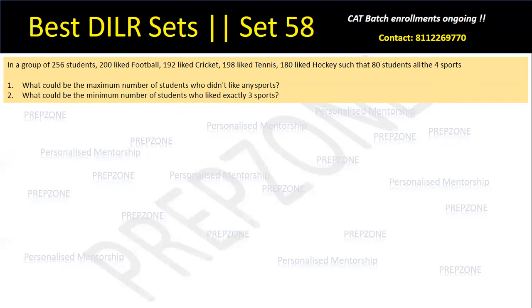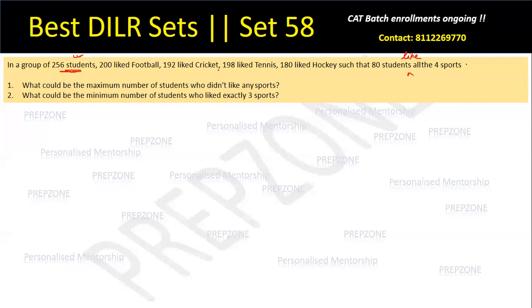Okay, so let's say this is a question. The question says in a group of 256 students, right? Which means I need to distribute chocolates amongst 256 people. 200 like football, 192 like cricket, 198 like tennis, 180 like hockey, such that 80 students like all the 4 sports.